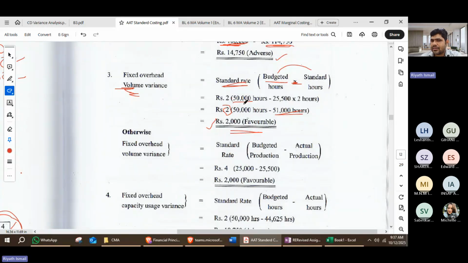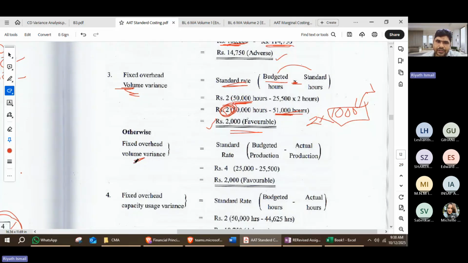They allocated 50,000 hours, but they estimated 51,000 hours. So 1,000 hours additionally they are taking for standard. If they have to spend 2 rupees per hour, 2 into 1,000 is 2,000 favorable, not adverse.